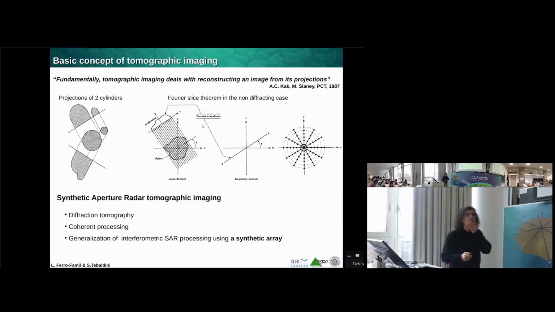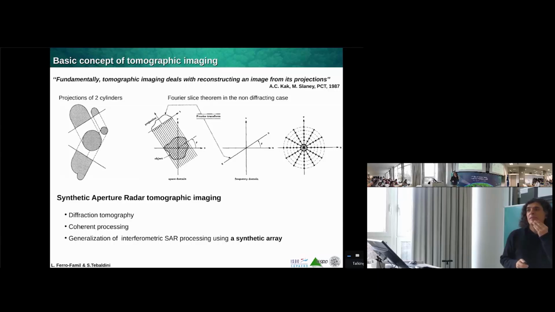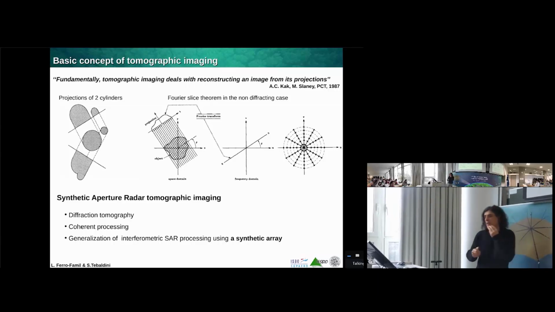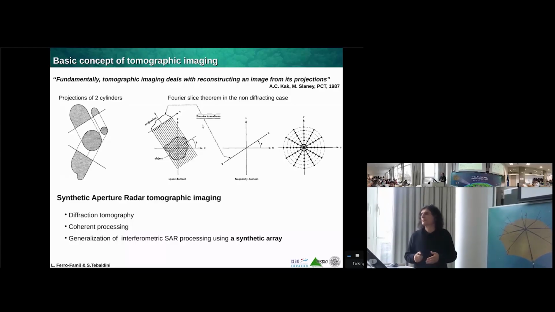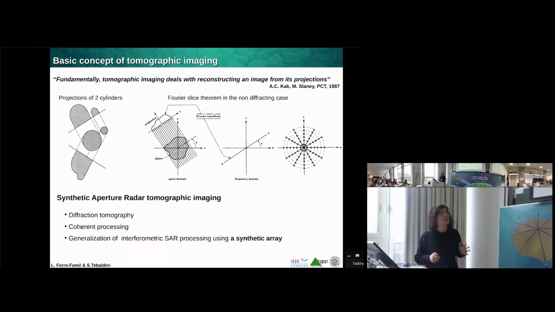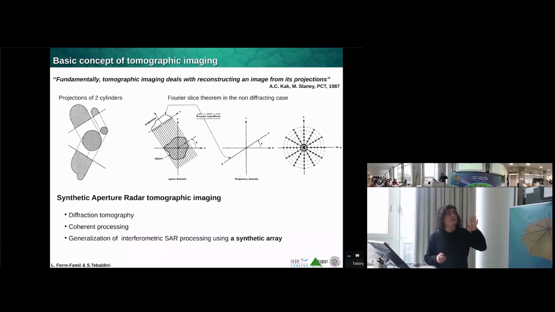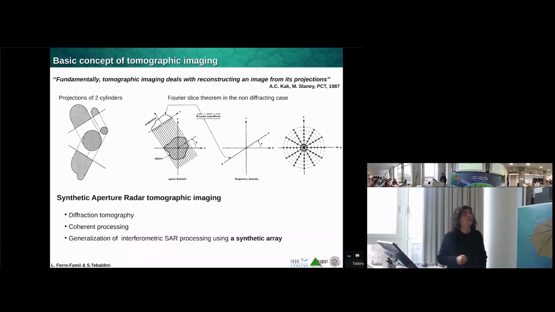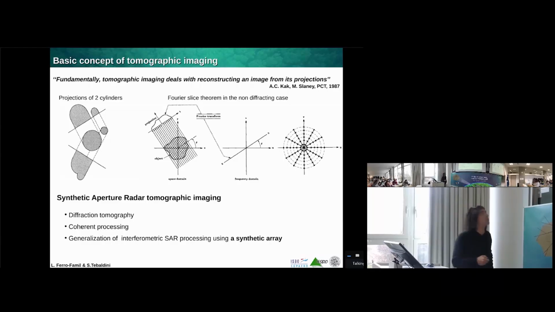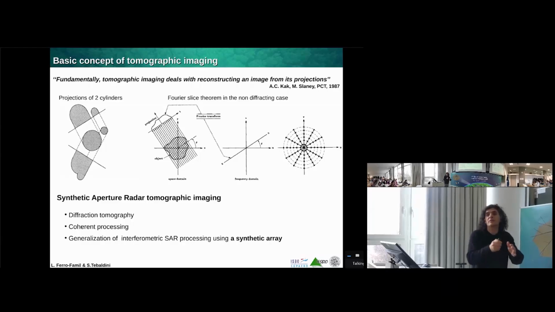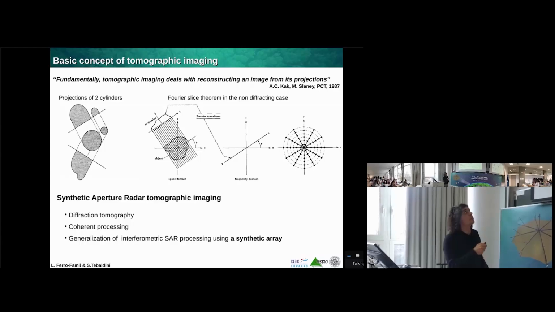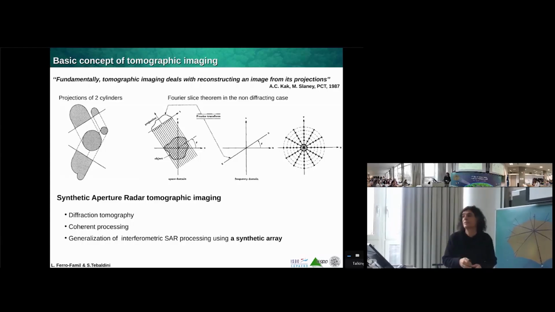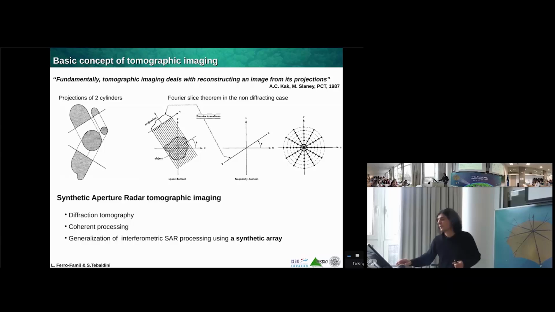So SAR tomography, you may know the techniques. Tomo means a cut, so you try to create cuts in an object by using a projection of some acquisition. You are measuring this object from different positions, and from all these acquisitions, the objective is to retrieve some properties of the object in 2D or 3D, depending on the configuration of acquisition.